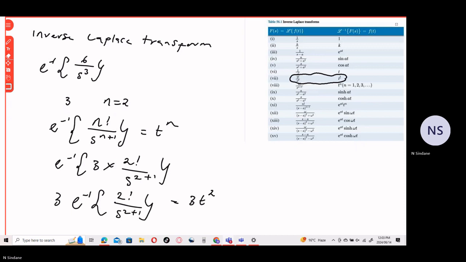Now let's get to the next question. The next question, you are given a similar question, it just differs a little bit.